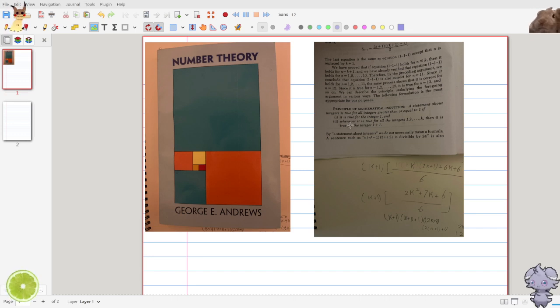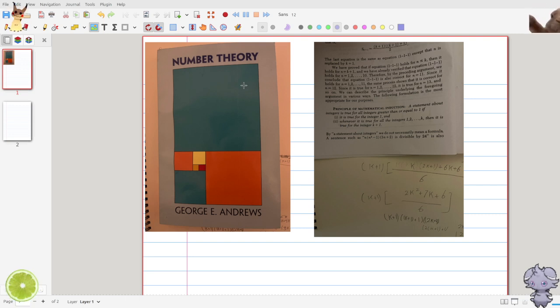Hello guys, Lumi here. This is the second day of my daily self-study journey for mathematics, and today it's not calculus, it's actually number theory, from the book by Andrews here.